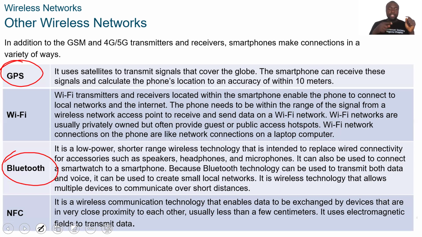It is a low-power, short-range wireless technology that is intended to replace wired connectivity for accessories such as speakers, headphones, and microphones. When you have Bluetooth speakers at home, or from your car you want to connect to your phone, you use Bluetooth. So it's a short range one-to-one, usually 10 meters or something like that. Because Bluetooth technology can be used to transmit both data and voice, it can be used to create a small local network.